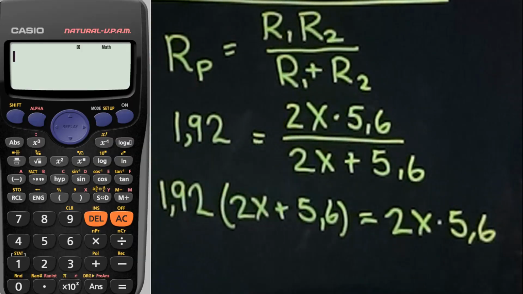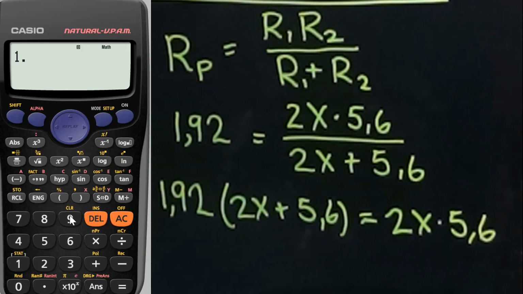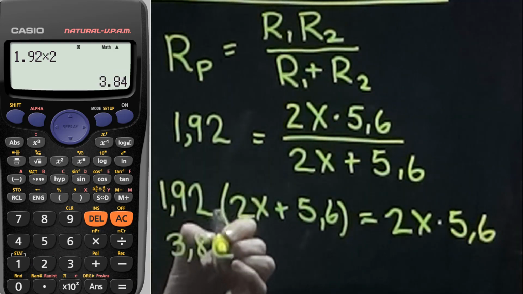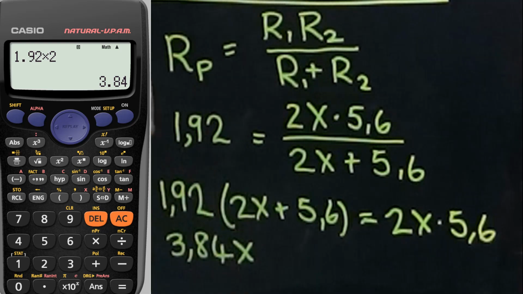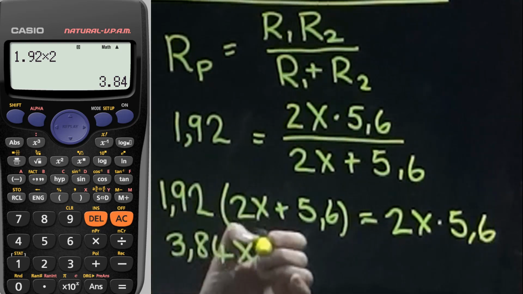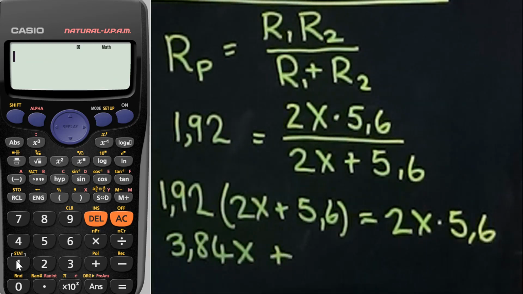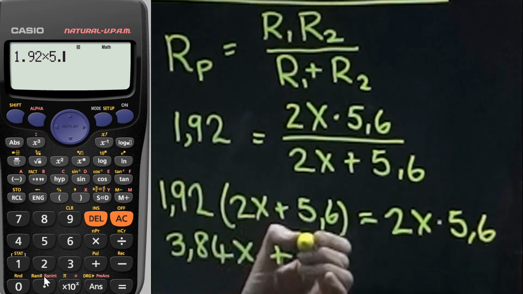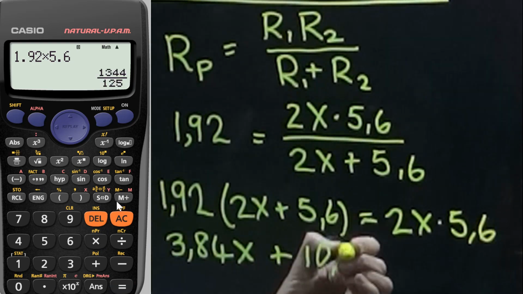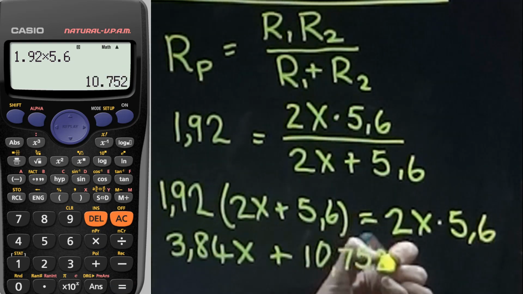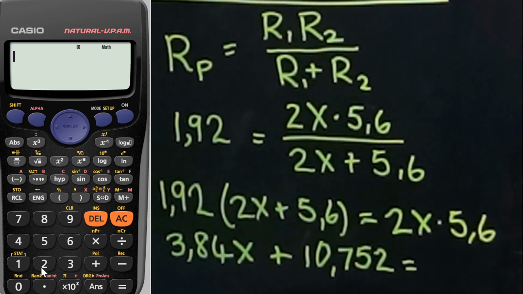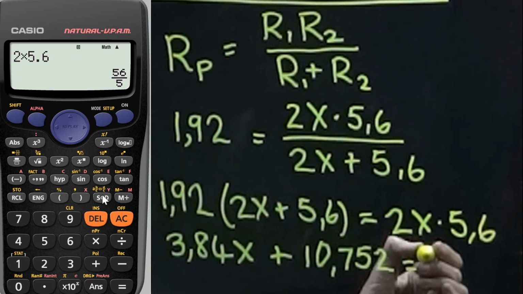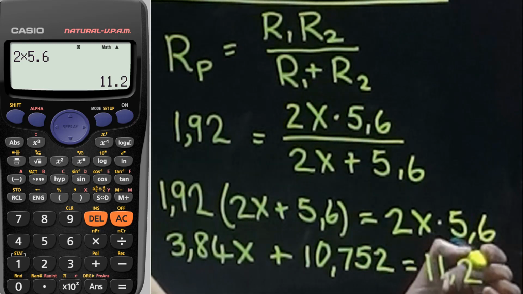Let's multiply that one through. 1,92 times 2 is 3,84 times x is obviously 3,84 x, don't forget the x, plus 1.92 multiplied by 5.6, 10,752 is equal to 2 times 5.6 is equal to 11,2. Again, don't forget the x.